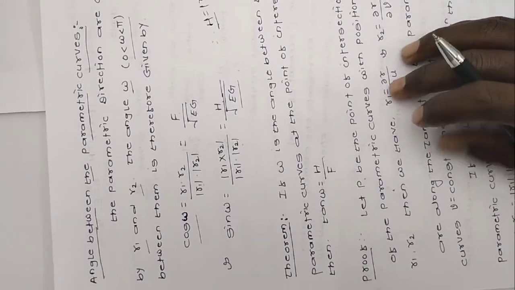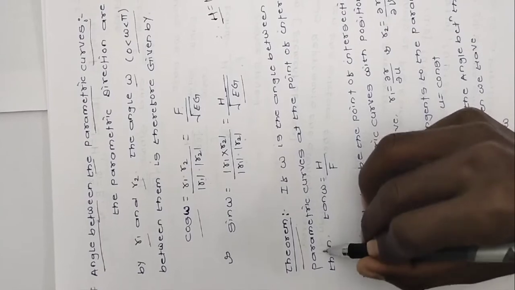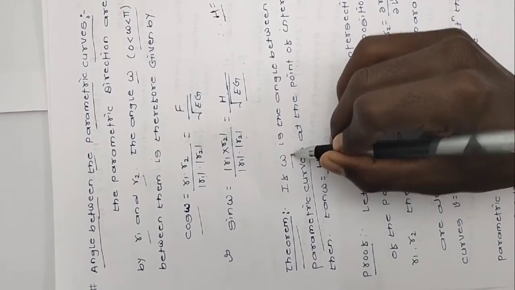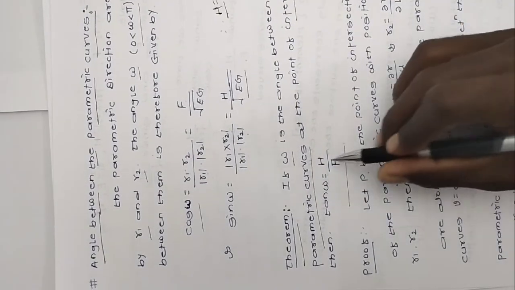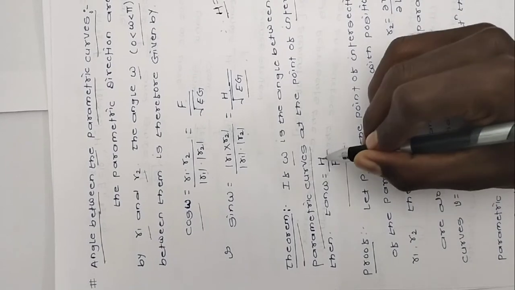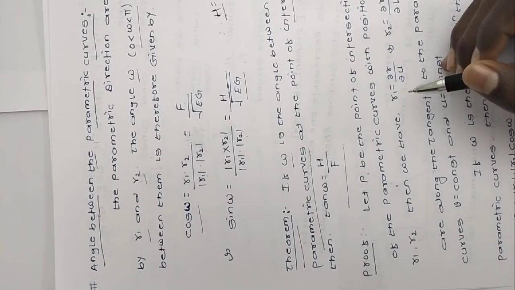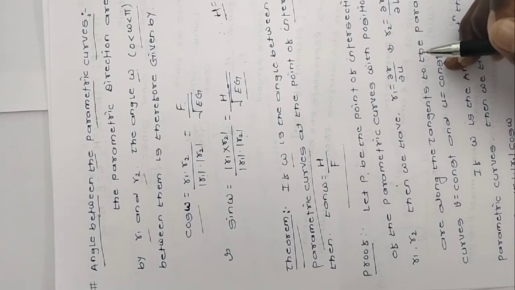Next theorem: if omega is the angle between the parametric curves at the point of intersection, then prove that tan omega is equal to H by F. H and F mean fundamental coefficient or metric coefficient.